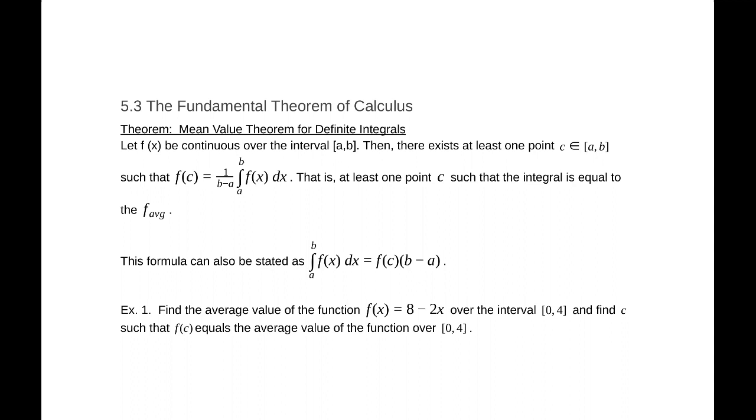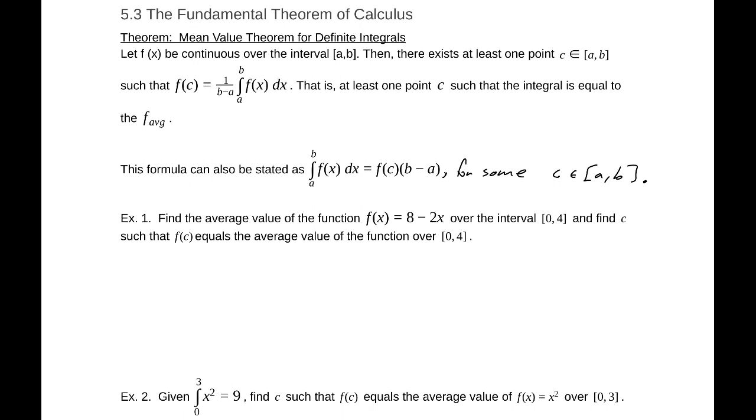Now we can also write that as the integral from a to b of f of x dx is equal to f of c times b minus a, for some c in that interval a to b. Now, sometimes we want to know what that value of c is. That is, at what x value is the average value occurring.